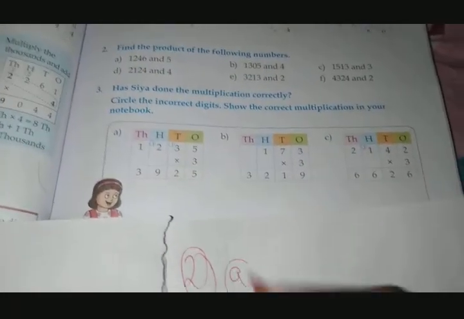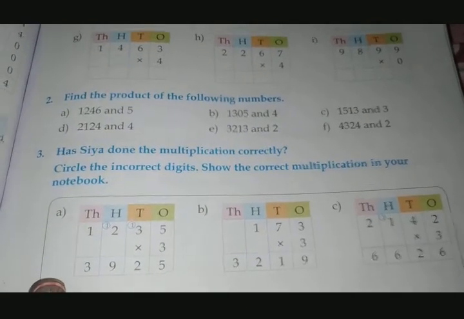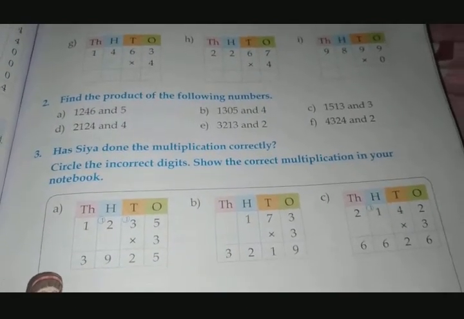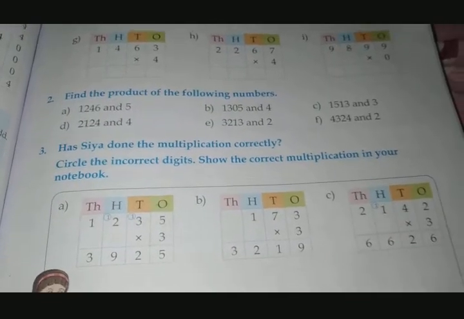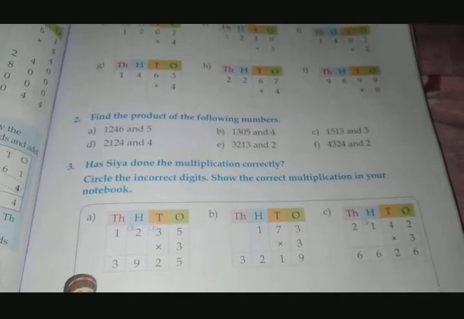Okay, now we're going to learn question number 2. Then you can try it at your home also. Now see number 2a. See here. First question is 1246 and 5. You have to find the product. Okay, you have to find the product. That means you have to find the answer.